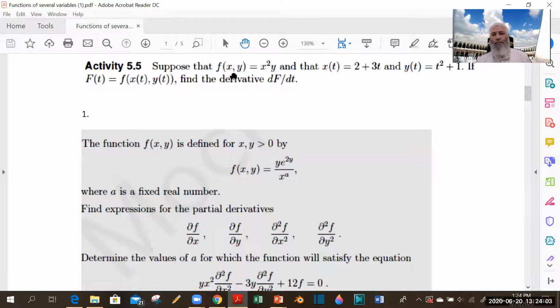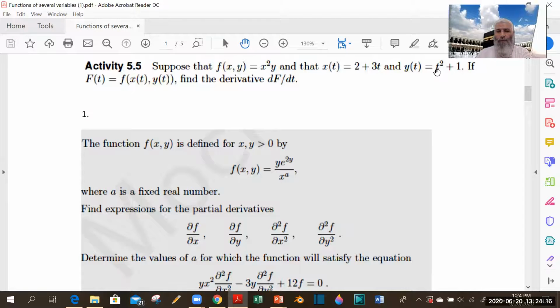Suppose that f of x, y equals x squared y, and that x of t equals 2 plus 3t and y of t equals t squared plus 1. If f of t equals f of x of t and y of t, find the derivative df dt. This is another thing.